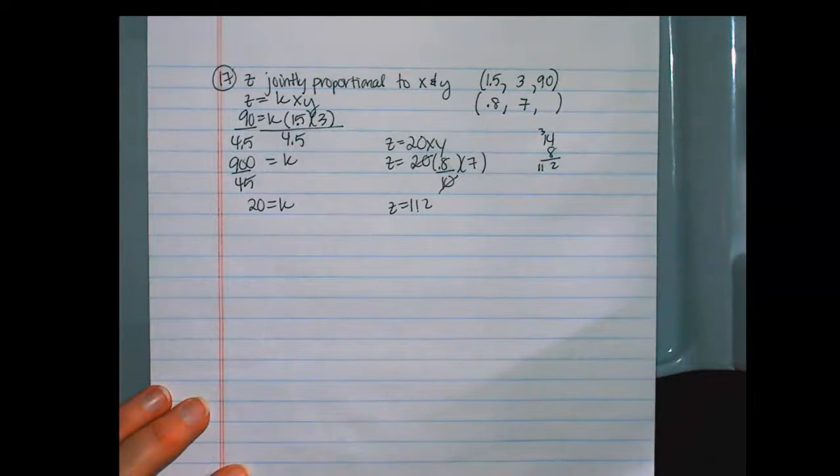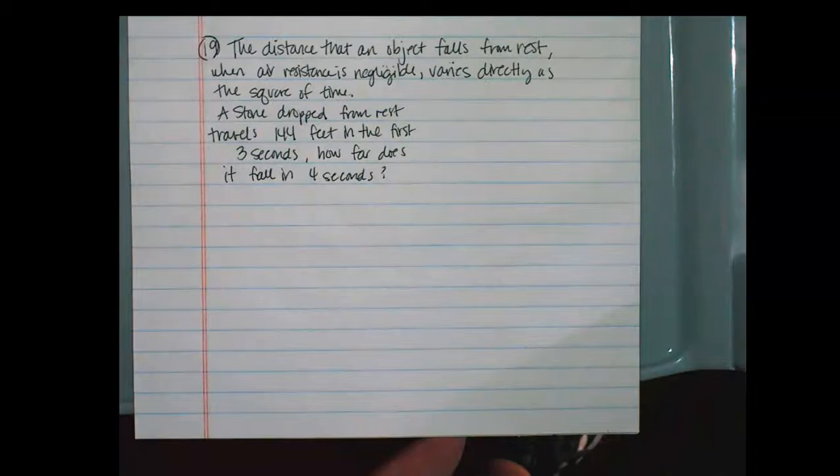All right, and then we've got 19. That's the last of this group. 19 is a great problem. We've actually sort of seen it before, but not written in this format. So the distance that an object falls from rest when air resistance is negligible varies directly as the square of time. A stone dropped from rest travels 144 feet in the first 3 seconds. How far does it fall in 4 seconds?